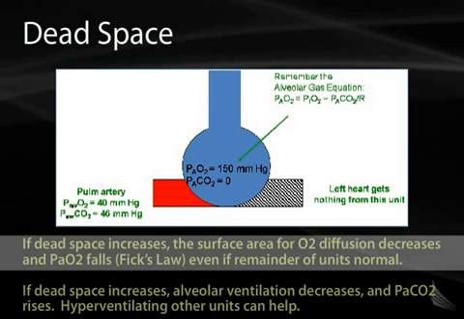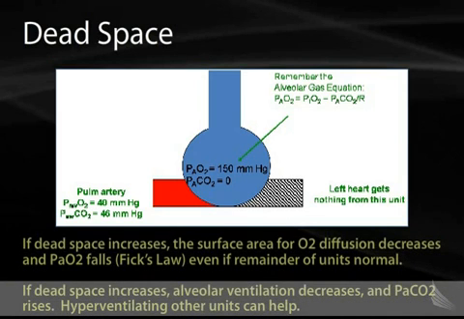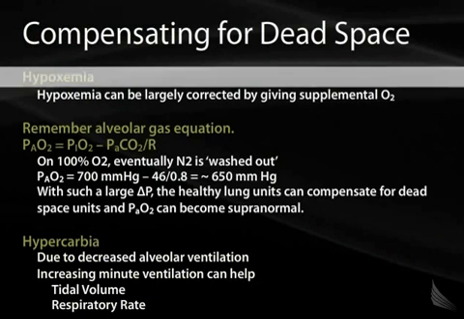If the dead space increases enough, the total surface area for oxygen diffusion will decrease, and therefore the systemic arterial oxygen level would fall, even if the remainder of units are normal. If this dead space increased, we could help by hyperventilating other units to get rid of more PaCO2. We could compensate for dead space by hyperventilating. Let's think about our compensations for dead space more.